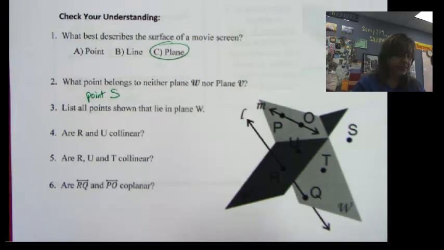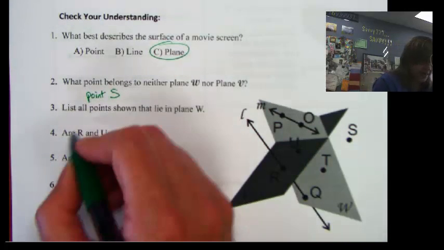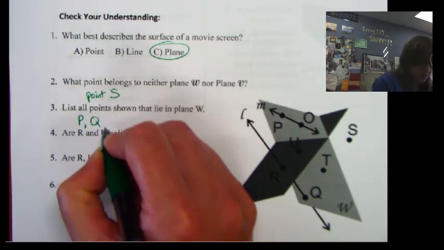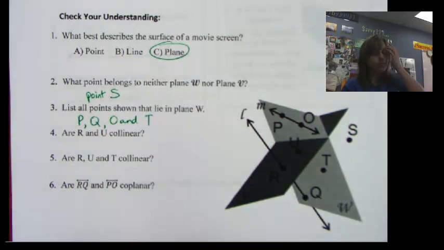Okay, next, number 3. List all points shown that lie in plane W. So plane W has, I count 4 points. Q, T, O, and P. Those are the only 4 points I see on that lighter plane W. So I will list them as P, Q, O, and T. Remember commas between those. Number 4, are R and U collinear?